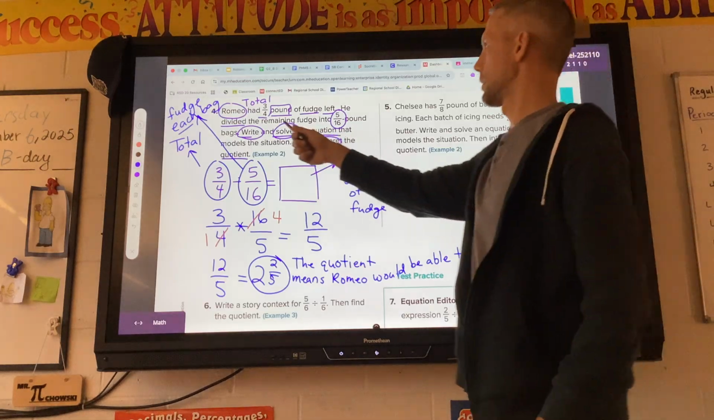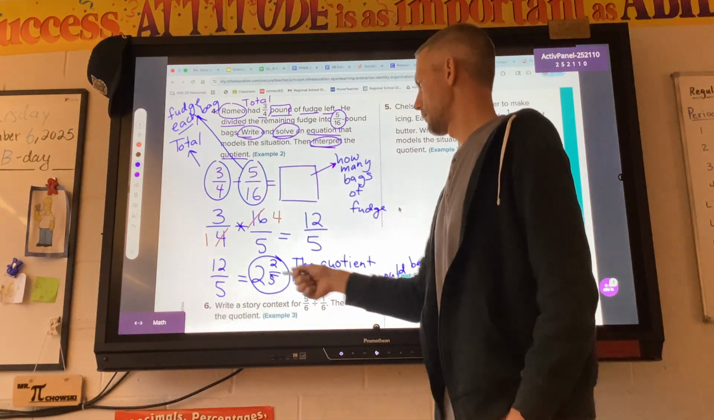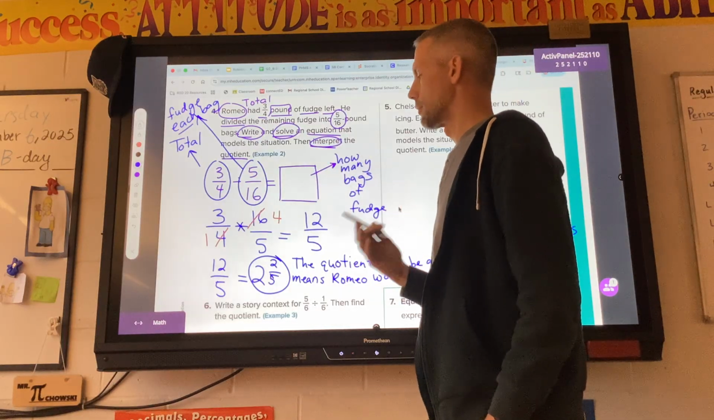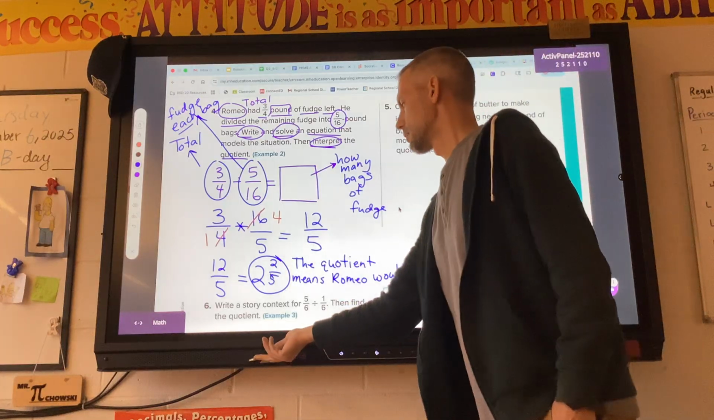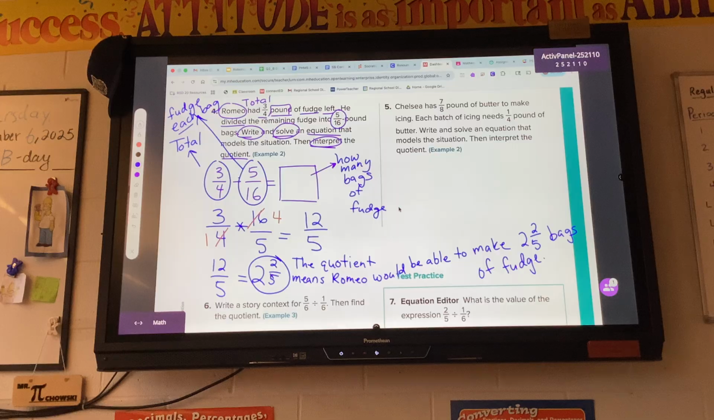Okay, going back to the directions, we had to write and solve an equation. We did that, we wrote it here, we solved it, we figured out what the answer would be, and then we had to interpret and say what it was. The answer really represents how many bags of fudge Romeo would be able to make in this problem. You can try number 5, it's the same thing, it's a different name, different numbers, and it's talking about butter instead of fudge, but it's exactly the same problem.